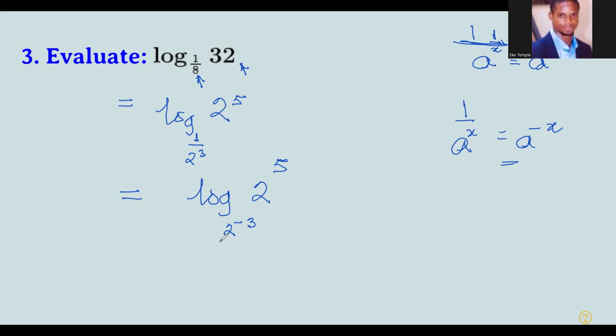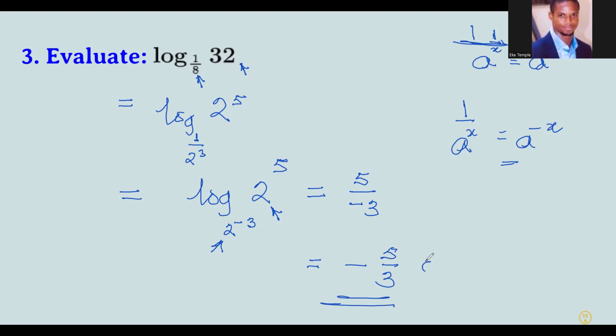So the base has 2 in it. The argument has 2 to a different power, 2 to the power 5 up there. So simply, this is the power up divided by the power down. The power up 5 divided by the power down minus 3, which we can write more appropriately as minus 5 over 3, our final answer.